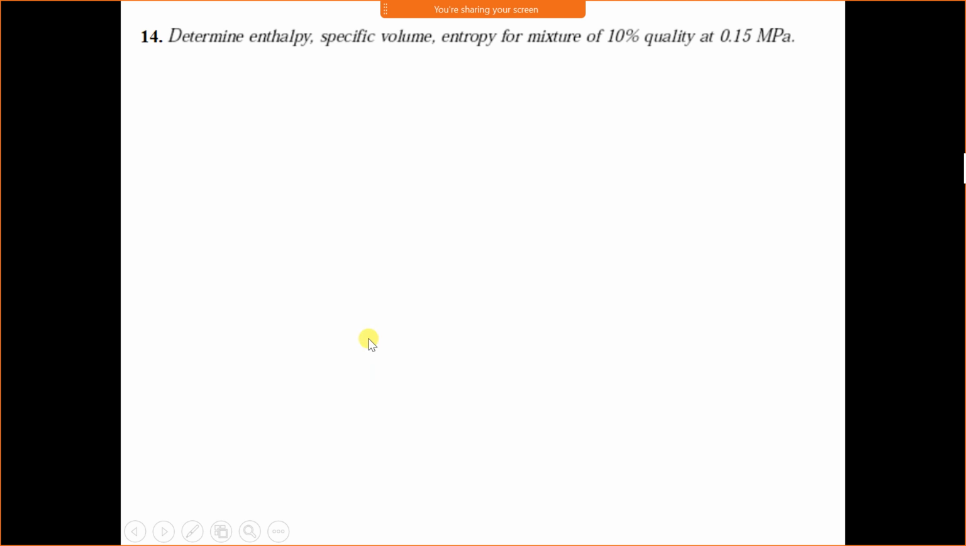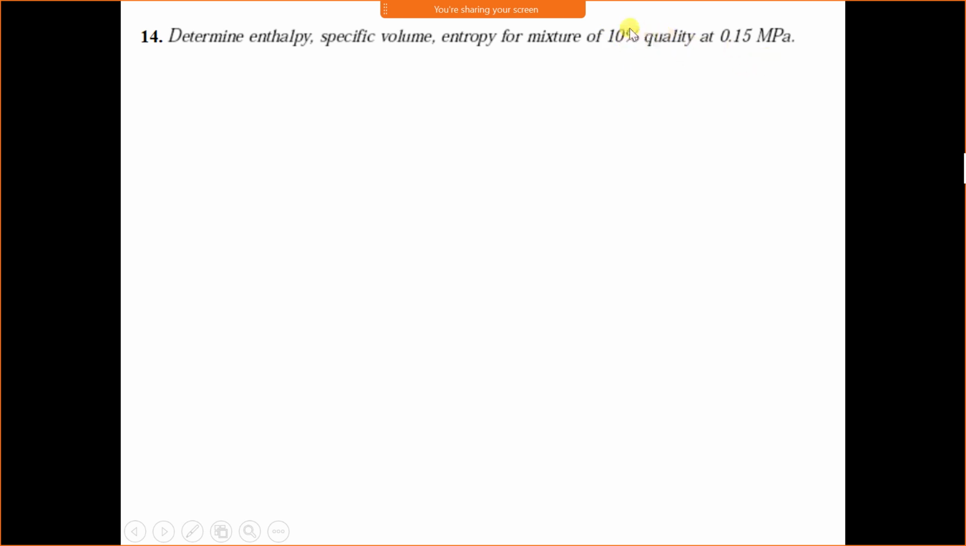Next, determine enthalpy, specific volume and entropy of a mixture. It is already mentioned that mixture means a mixture of water and vapor, means it is a wet steam. Determine enthalpy, specific volume and entropy for a mixture of 10% quality at 0.15 megapascal. 0.15 megapascal means 1.5 bar. Steam is wet because quality is given. Quality is 10%, means dryness fraction is 10%, or we can say 0.1.